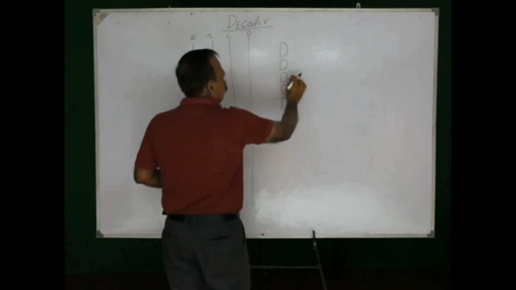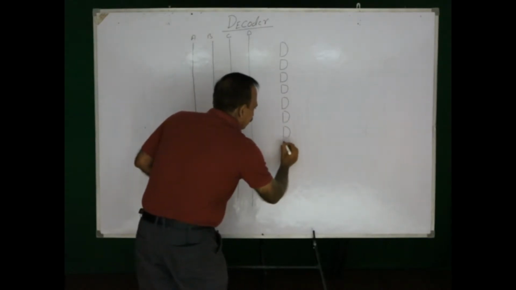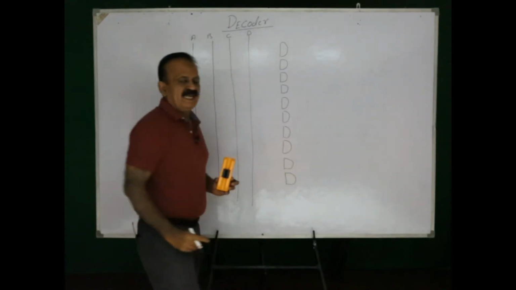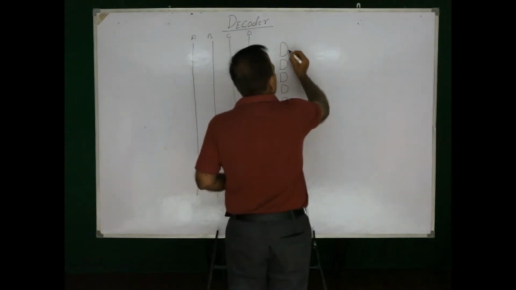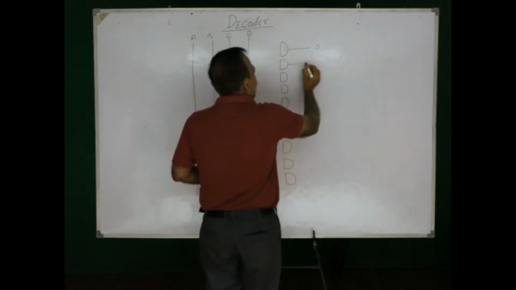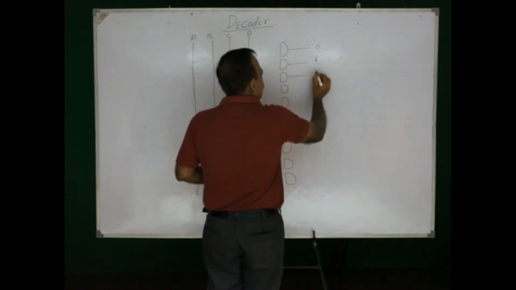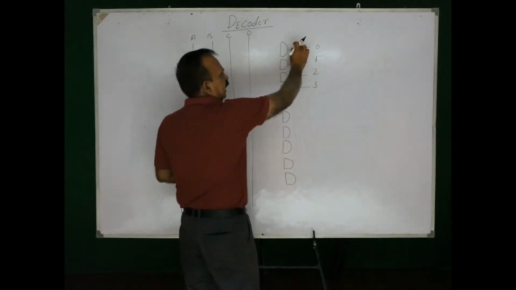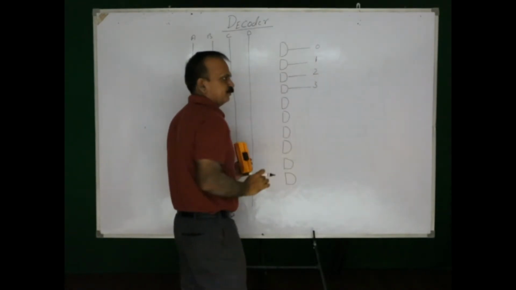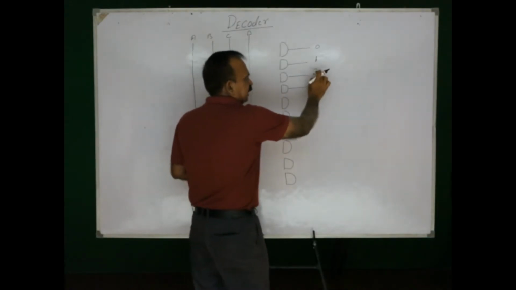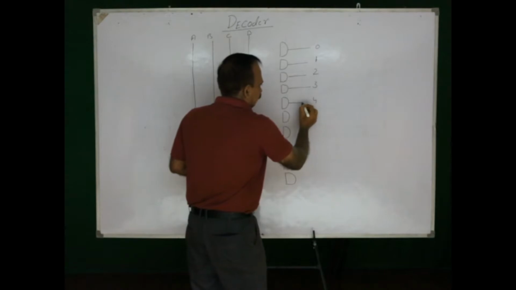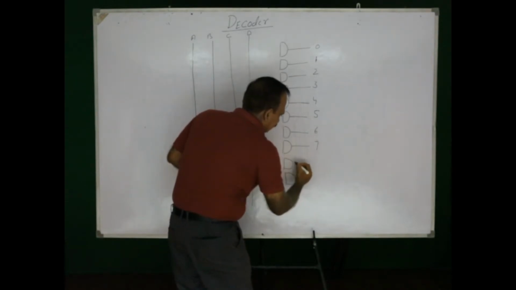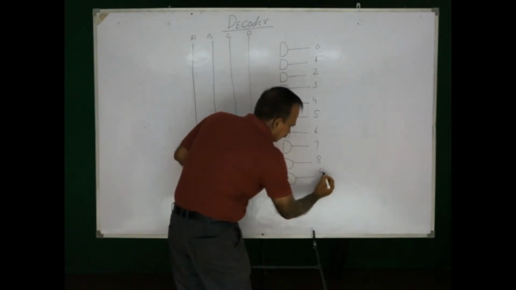I hope 1, 2, 3, 4, 5, 6, 7, 8, 9, 10. Now, these are 10 AND gates. The output of each AND gate will be representing any decimal number. The first gate is representing the decimal digit 0, means if this output is high, I will say the number is 0, and if this output is high, I will say the number is 2. Similarly, this will be representing 4, this will be representing 5, 6, 7, 8 and 9.